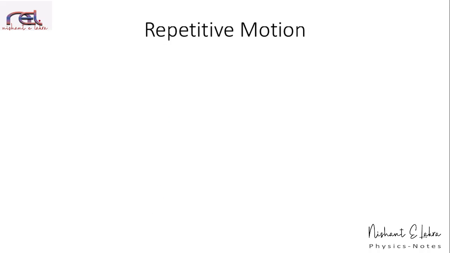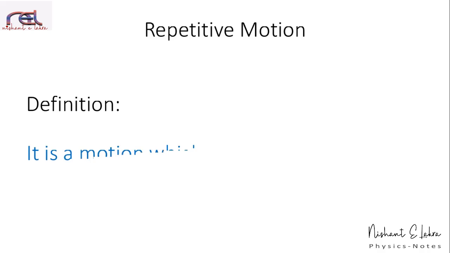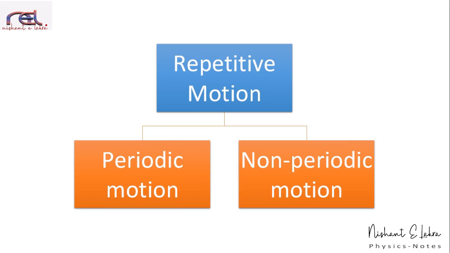Let's understand about repetitive motion. Let's see the definition of repetitive motion. It is a motion which repeats itself. There are two types of repetitive motion, periodic motion and non-periodic motion.